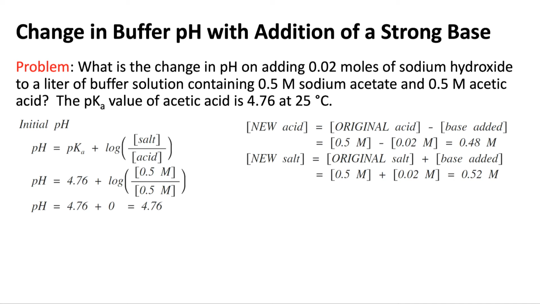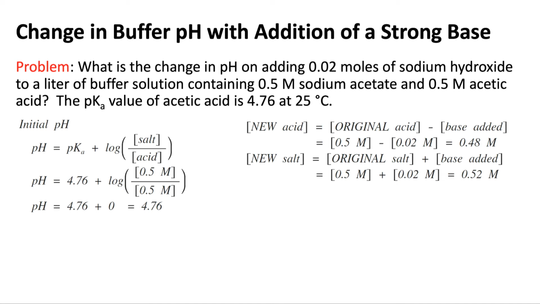Let's do the same thing for the salt. Our new salt concentration is going to equal our original salt concentration, which we said was 0.5 molar. Now, though, we're going to add to it. Remember, we generate more salt as the acid uses up the base, or the base uses up the acid. So our salt is going to go up by the concentration of our base, which we said was 0.02 molar. You add those two together, and we see that our new salt concentration is going to be 0.52 molar.